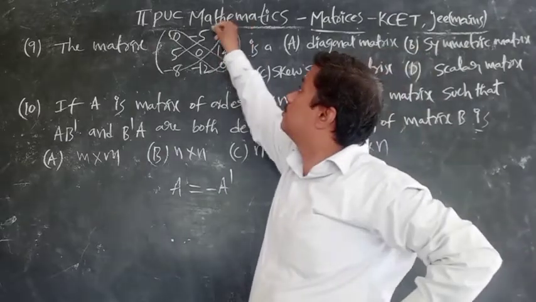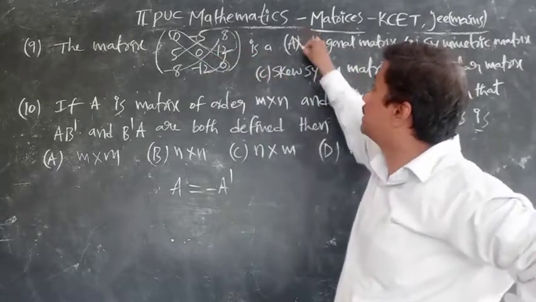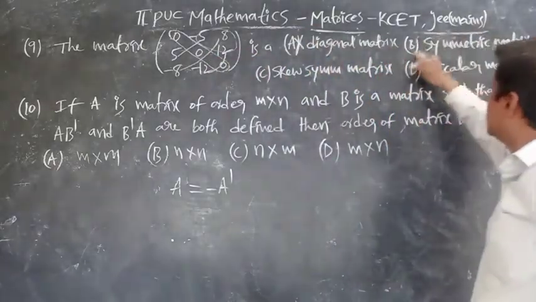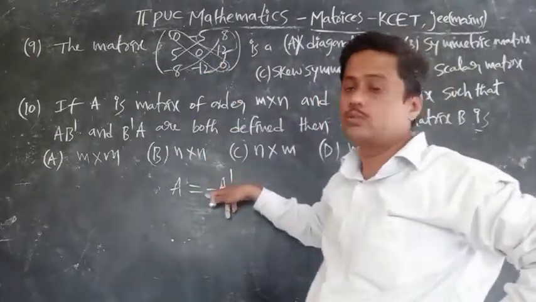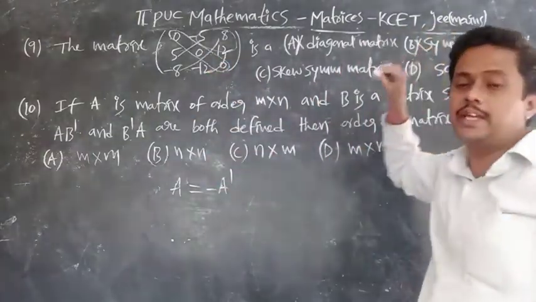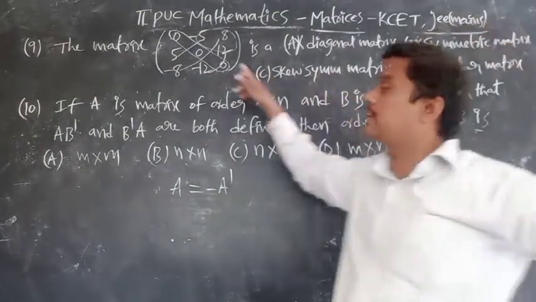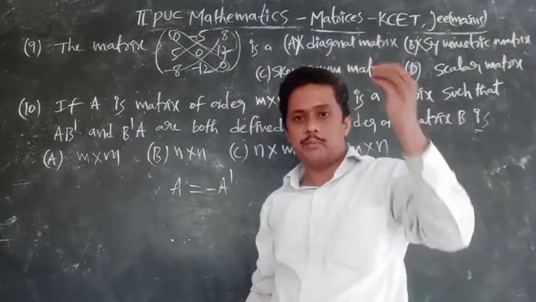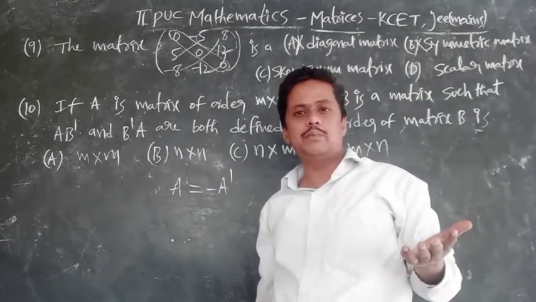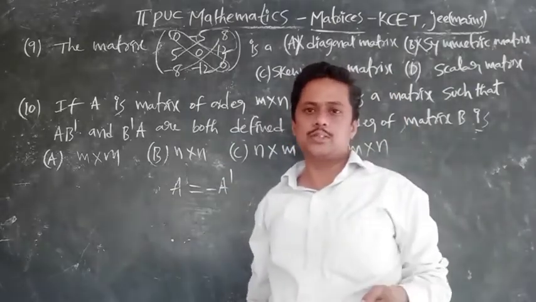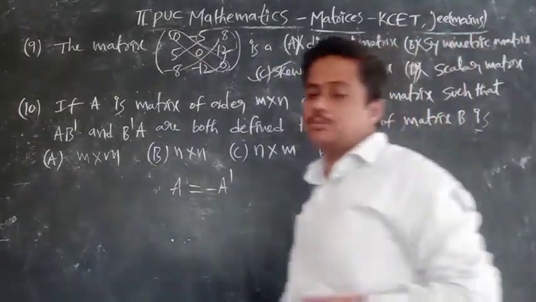For a diagonal matrix, non-diagonal elements should be 0. Here the non-diagonal elements are not 0, so option A is wrong. Next, B, symmetric matrix. This is not a symmetric matrix, because it is skew symmetric, so A does not equal A dash. Next, scalar matrix. A scalar matrix can be decided only if the diagonal matrix property is satisfied. It is not a diagonal matrix, so it is not a scalar matrix either. Therefore the right option is C.